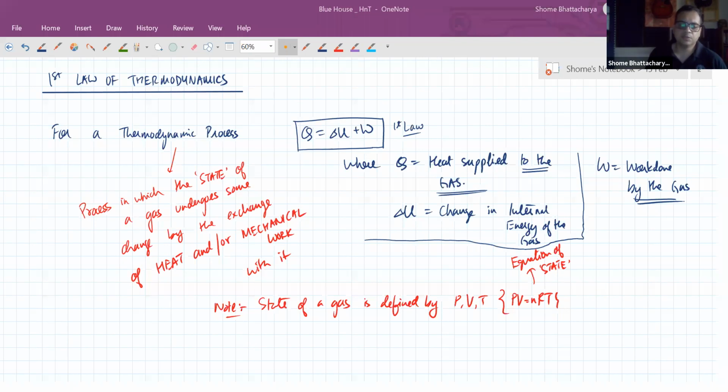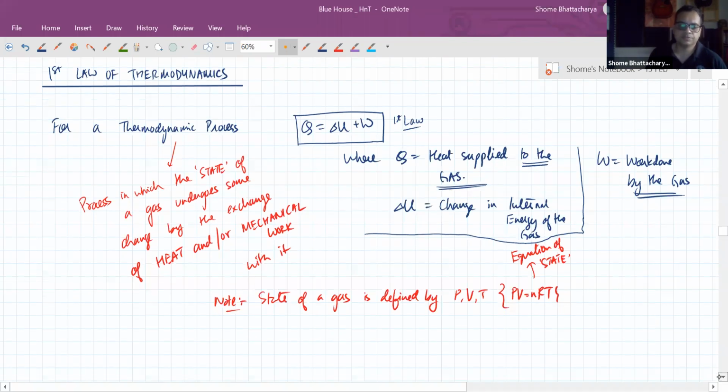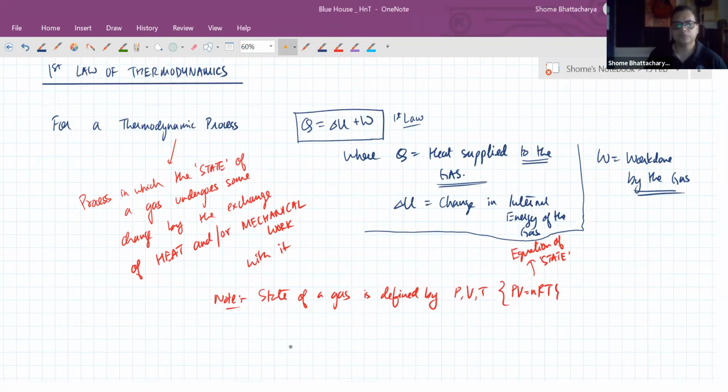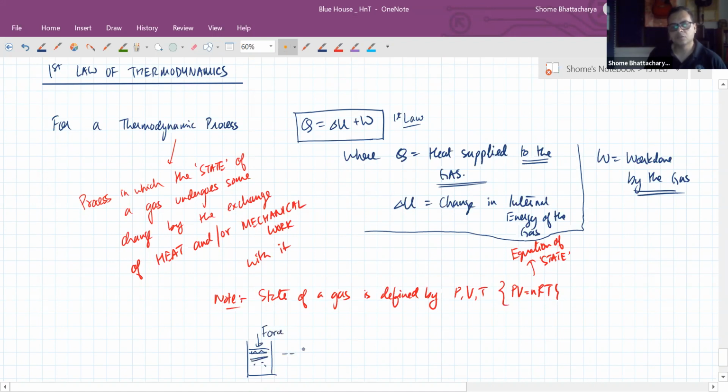So when we understand examples, this will become more clear. For example, if you have gas in a cylinder like this with a piston, and you're pushing the piston down with some force, as a result of that, what is happening? Work is done on the gas. Now, as a result of this, the gas will tend to heat up.